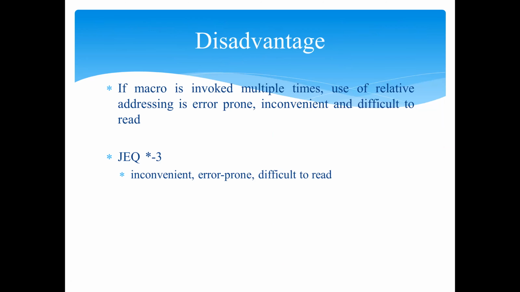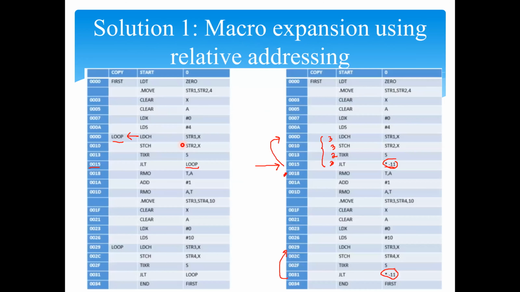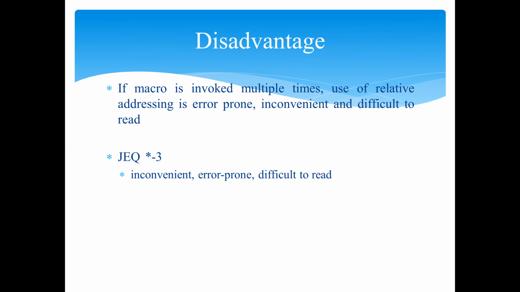So when the macro is invoked only once, relative addressing is fine. But if it gets invoked multiple times, the use of relative addressing is prone to error, inconvenient, and difficult to read also. You have to calculate the number of bytes every time you have a star followed by a plus or minus symbol followed by the number. So this is the disadvantage with such a solution.